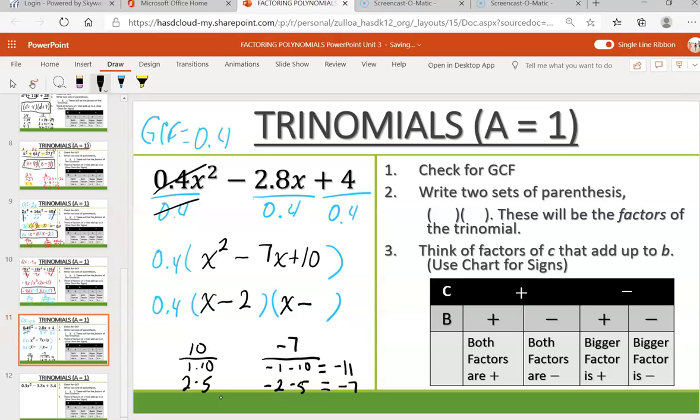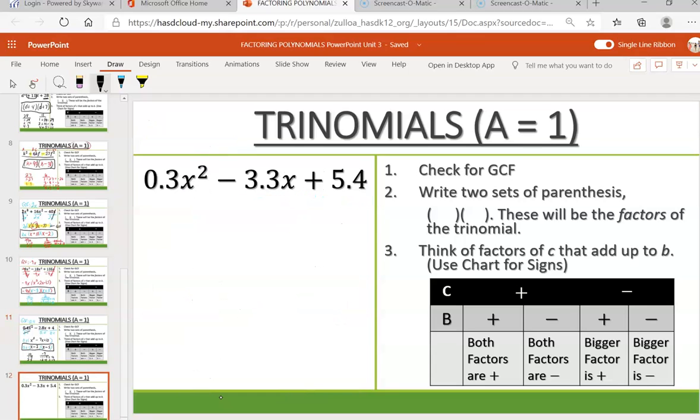2 here, 5 here. If you want, you could have put the 5 there and a 2 here because it's the same sign inside. If you wanted to check, negative 2 minus 5 is negative 7. Negative 2 times negative 5 is positive 10. This right here is your answer.